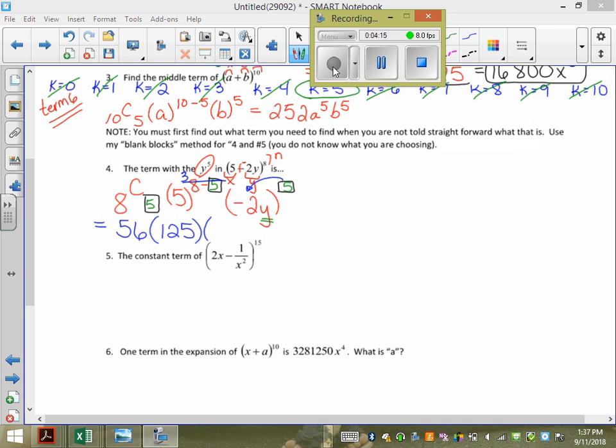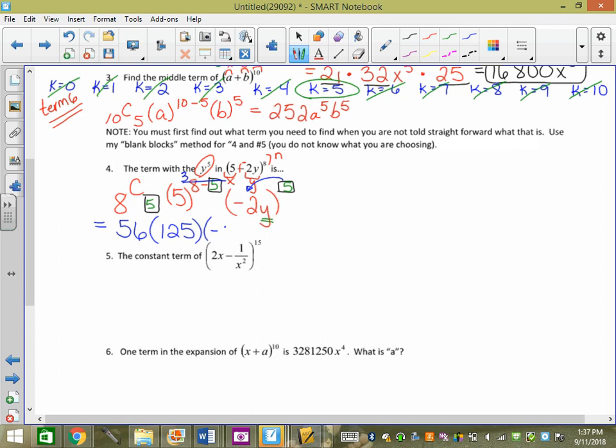So negative 2 to the 5 is negative 32, y to the 5. Multiply my coefficients. 56 times 125 times negative 32 is negative a large number. Anyone get it? What'd you get?